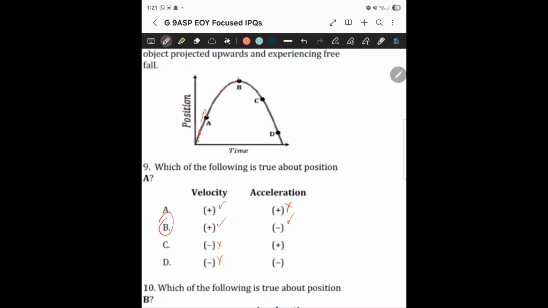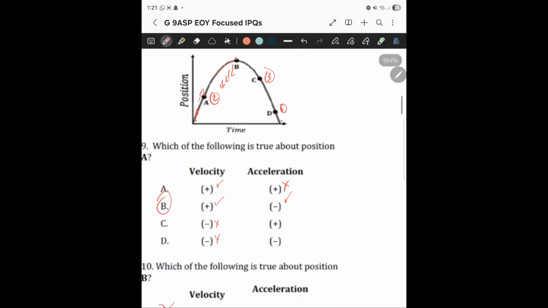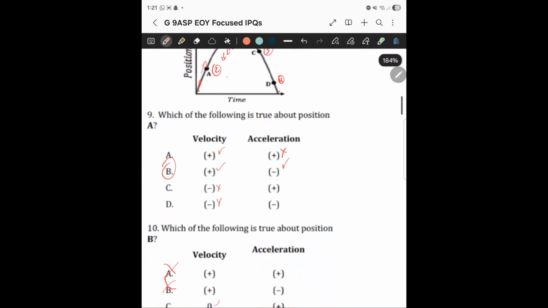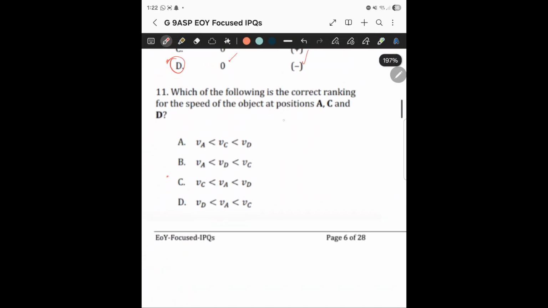Then gravity will help slow it down because gravity is always pulling down on it. So it's going to slow it down. So this is the lowest. The lowest is always the fastest. So D is the fastest, followed by A, followed by C, and then B is 0. So we have D, A, and C. So D is greater than A, greater than C.